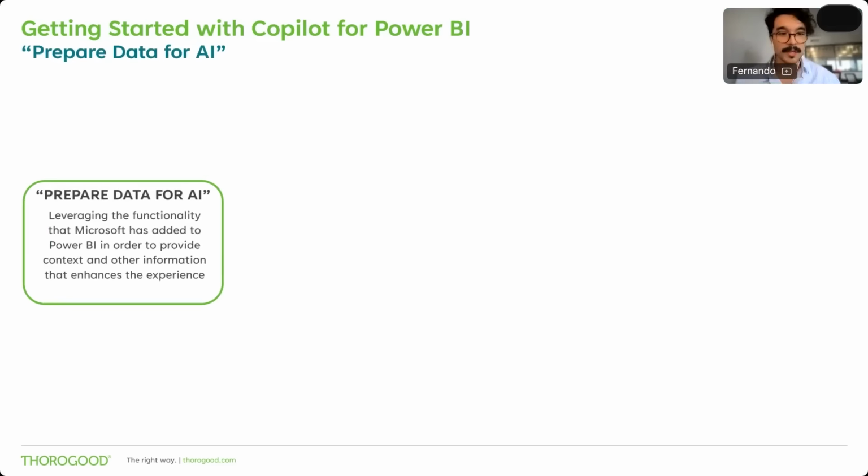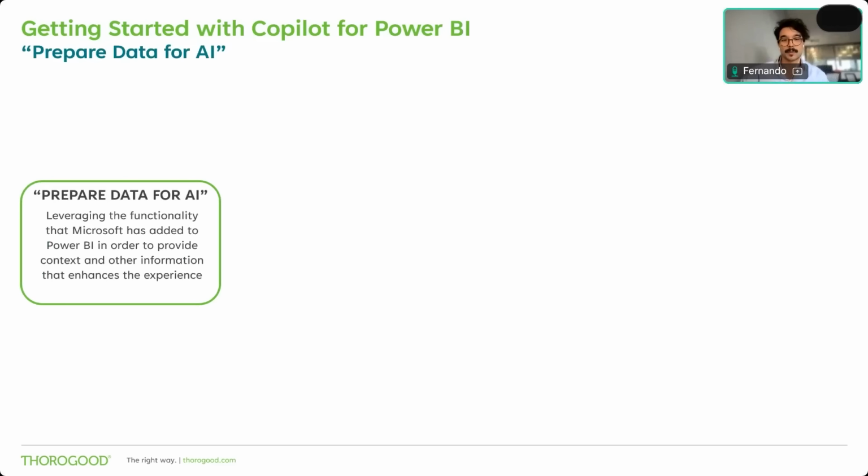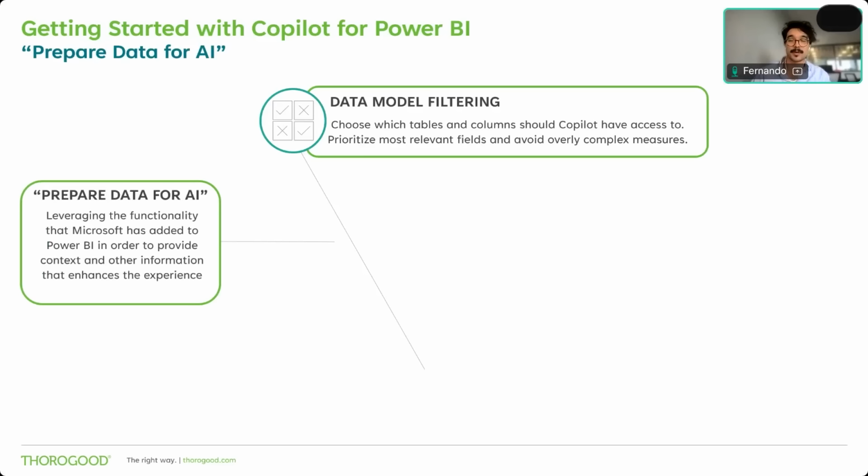So zooming in a little bit on this prepare data for AI topic, Copilot for Power BI offers three features for us to explore. Firstly, data model filtering. As I was saying, if you simplify your model, you can increase Copilot's chances of success. And you can also do it natively. You can have your model as is, and within Copilot for Power BI's prepare data for AI feature, you can selectively choose only a few tables, only a few columns that Copilot will have access to.